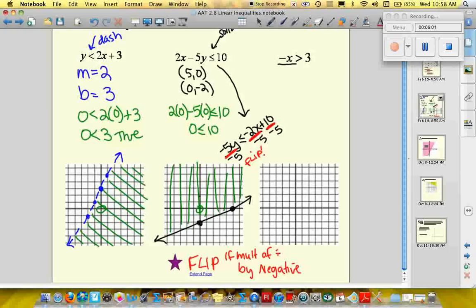I have x is less than negative 3. I need a dashed line at negative 3. And I need to shade. Less is going to all be on this side. Okay. So those are some example graphs.